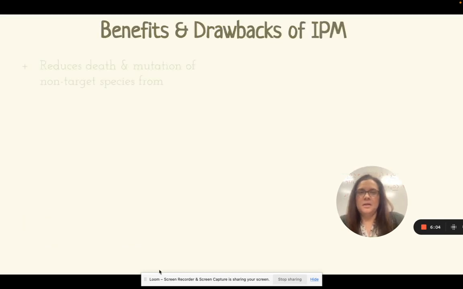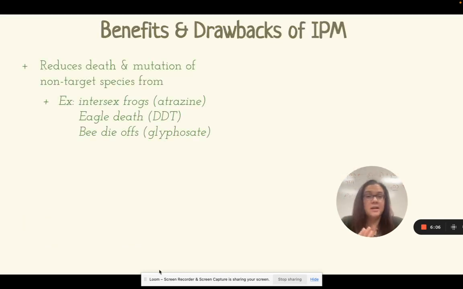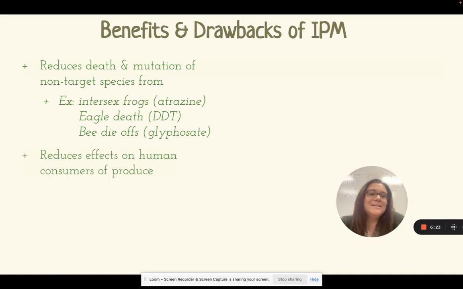All right. So, benefits and drawbacks. Again, pros and cons to everything, right? Pros: it reduces death and mutation from non-target species. So this is trying to make sure that we don't have those frogs and eagles and bees having issues because of chemicals that we're using to protect our crops. And it reduces the effect on human consumers of produce. So we're using less chemicals, right? We're still using them in a lot of cases. Again, integrated pest management isn't one way of doing things. It's taking a variety of different things, hence the term integrated, and using them.